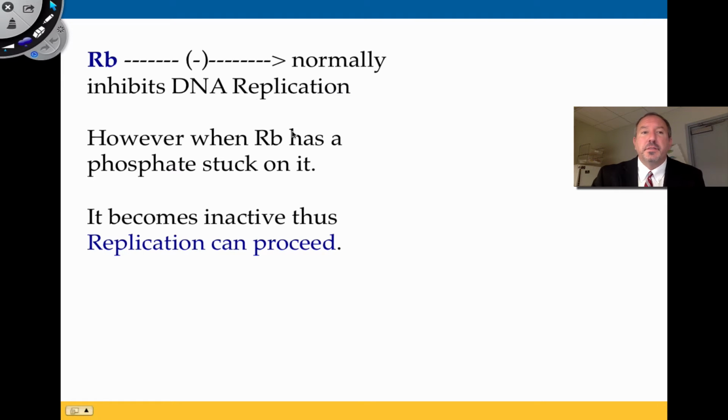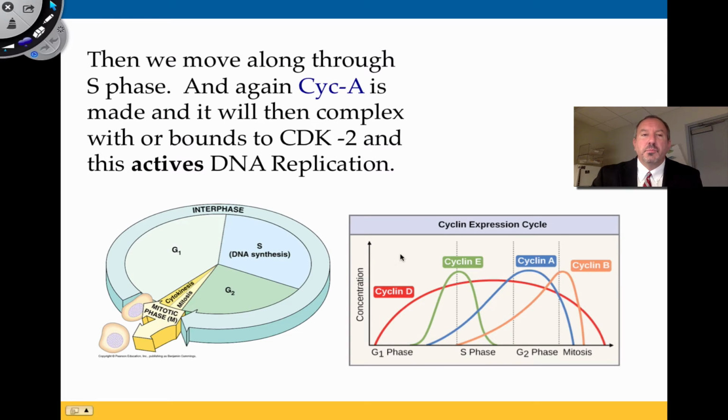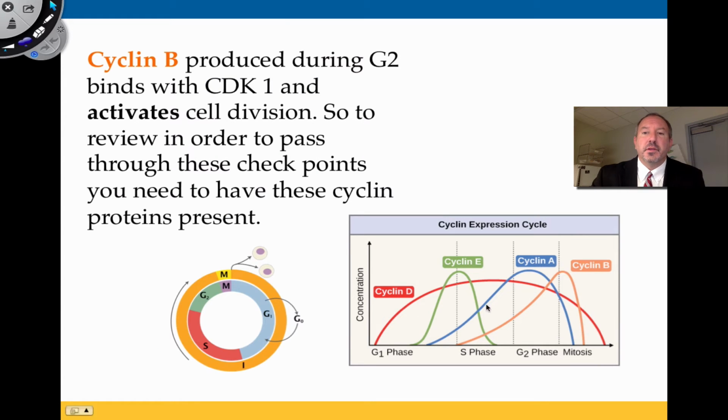If you're following that, let me repeat that. So it normally inhibits replication, but when it has a phosphate stuck on it, it becomes inactive, it changes shape, and so therefore replication can proceed. Okay, so as we move through the S phase, you can see that cyclin A is being made, and it's going to complex and bind to cyclin-dependent kinase 2, and that activates DNA replication. Then as you move along, cyclin B, that's produced during G2 phase, binds with cyclin-dependent kinase 1 and activates cell division.